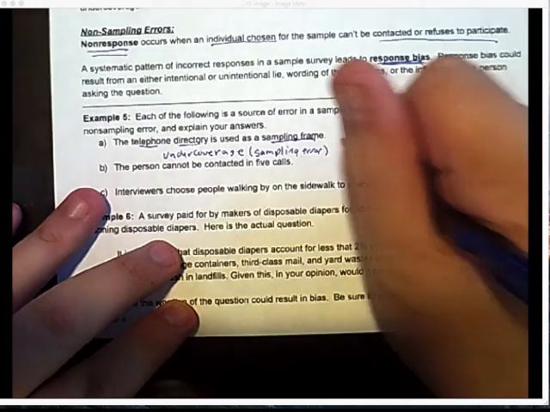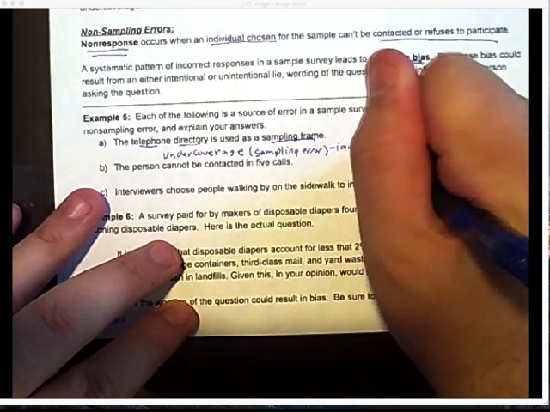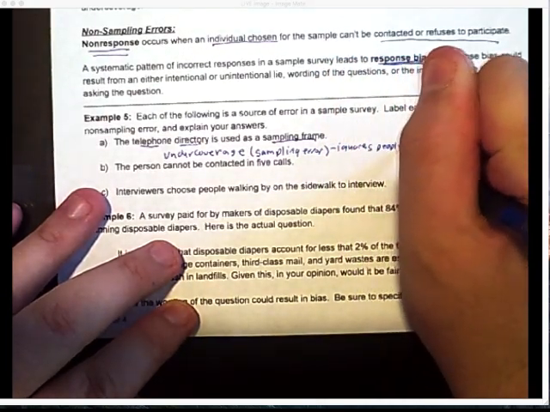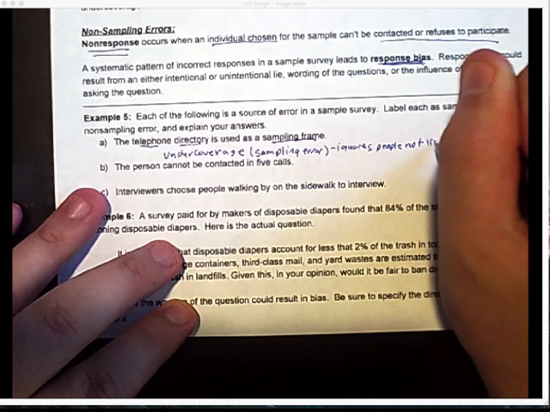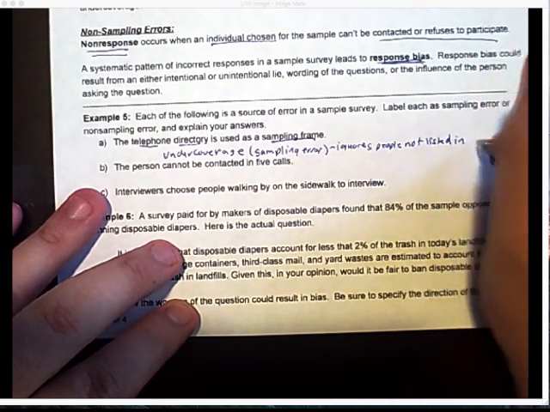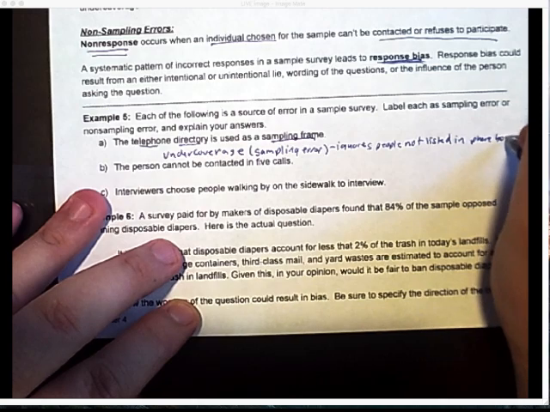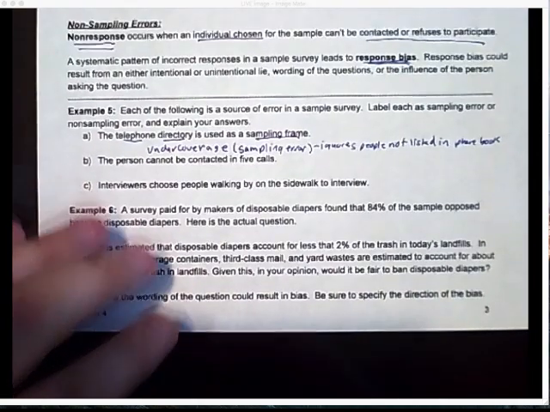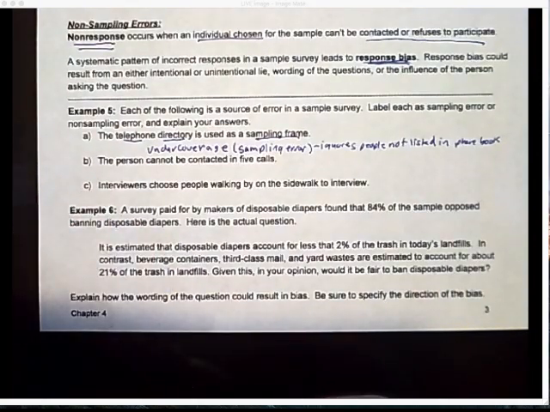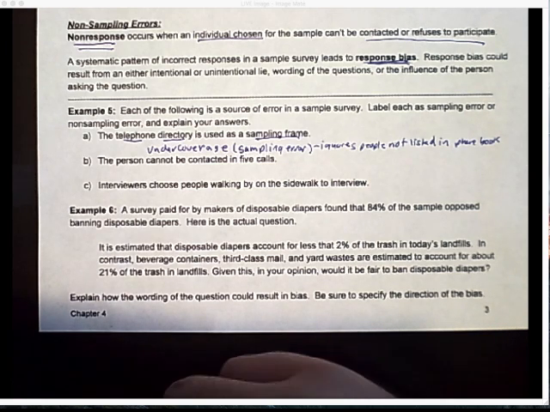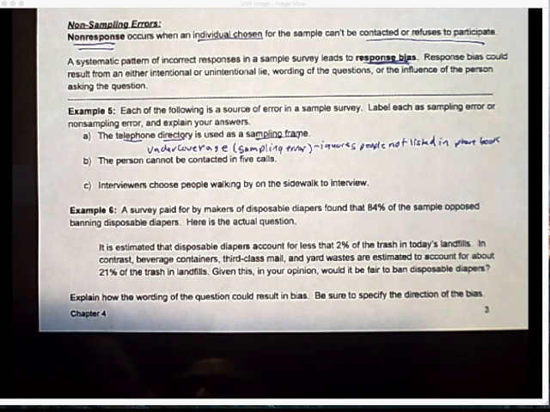All right, it ignores the people not listed in the phone book. Okay, so those would be the people without telephones or people that have paid to purposely not be in the phone book. All right, so the next one, it says the person cannot be contacted in 5 calls.